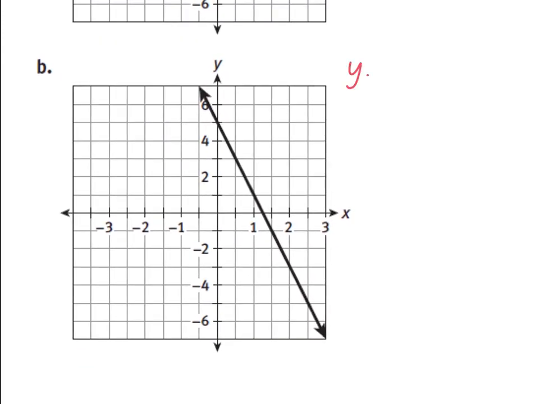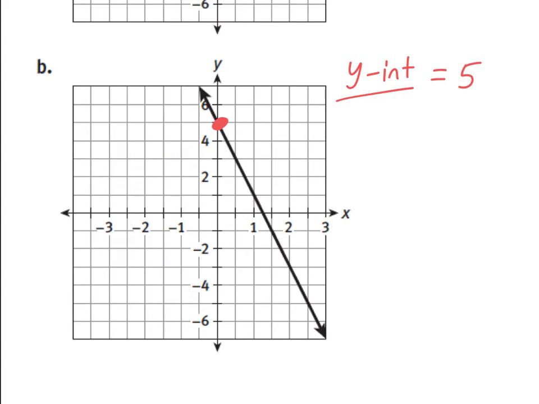So part B, y-intercept first, right? So the y-intercept again is where are you on the y-axis? When x is 0, it looks like that value is 5. Okay, that's the y-coordinate when you're on the y-axis.